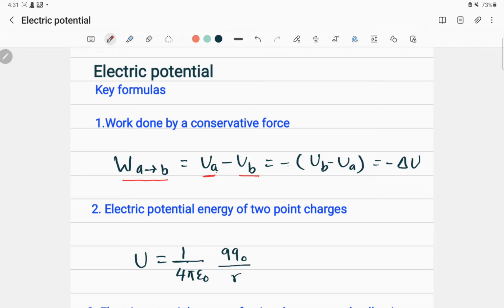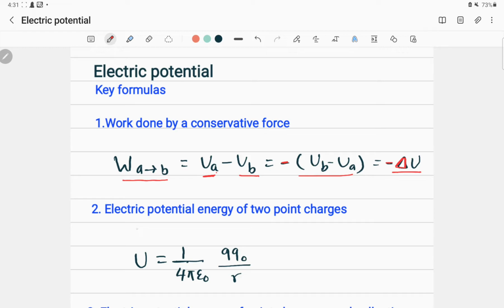If we rearrange this, it will be negative (U_B minus U_A), which is negative delta U. This is the negative of the change in potential energy. So work done by a conservative force will be equal to the negative of the change in potential energy.